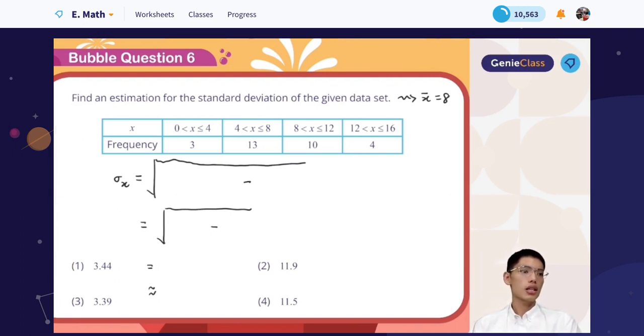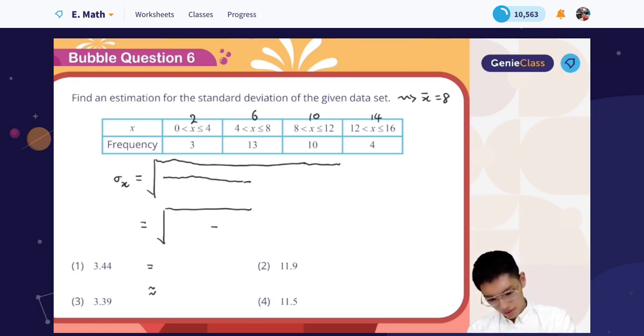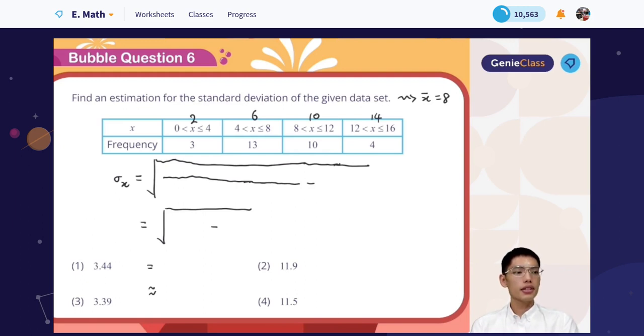Which one is it? Okay. Give it a shot. Now, what is the middle data? I hope you all realize it's 2, 6, 10, and 14. Then from there, how do I calculate, based on the formula? Counting down to my last 30 seconds.